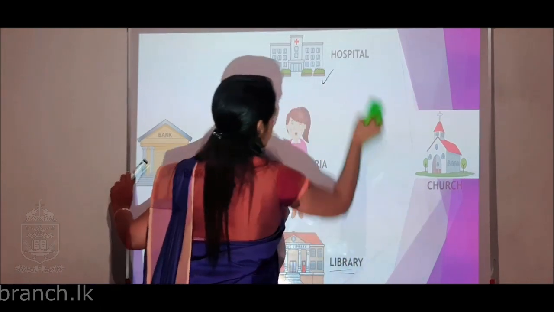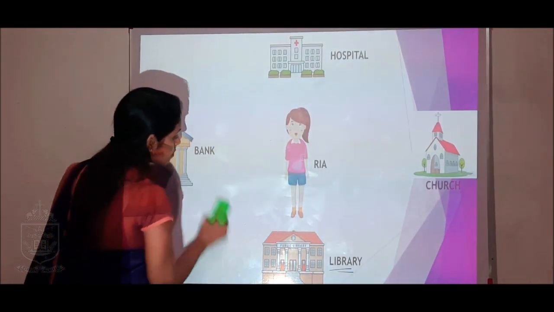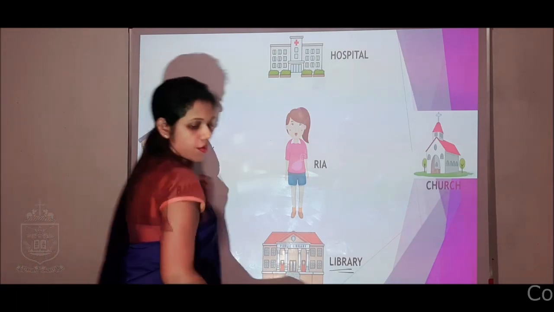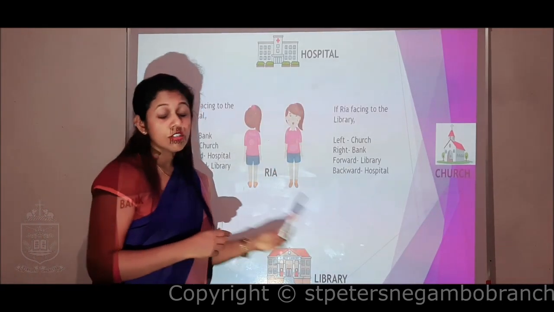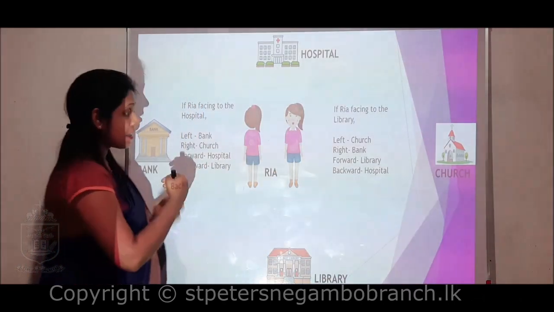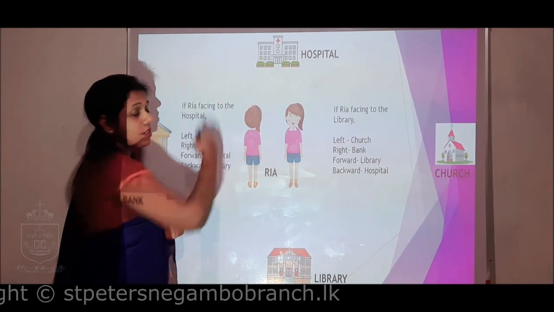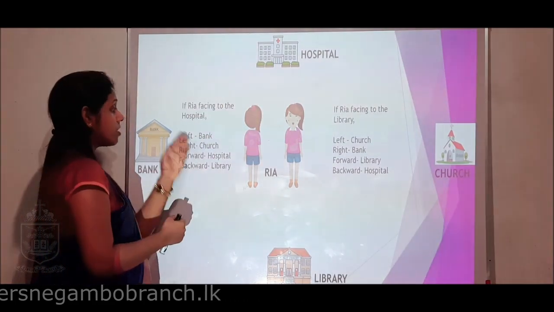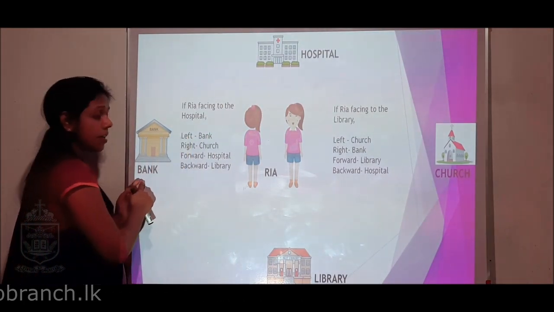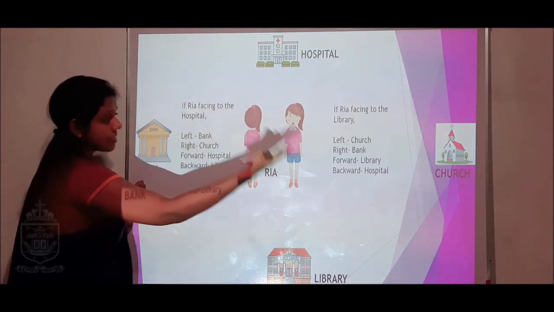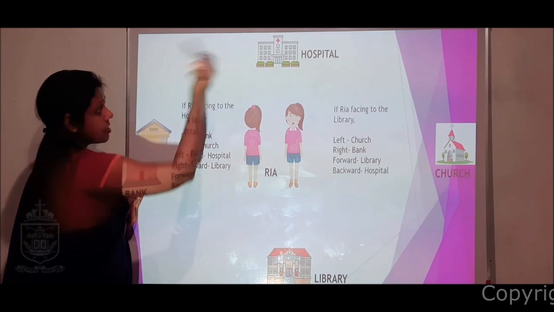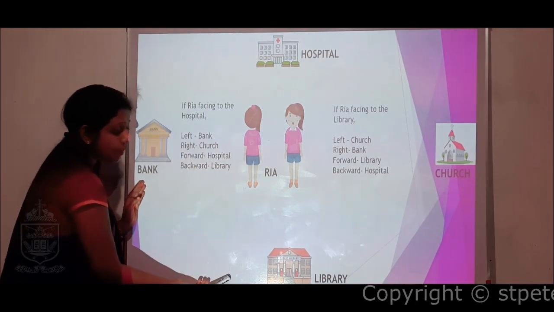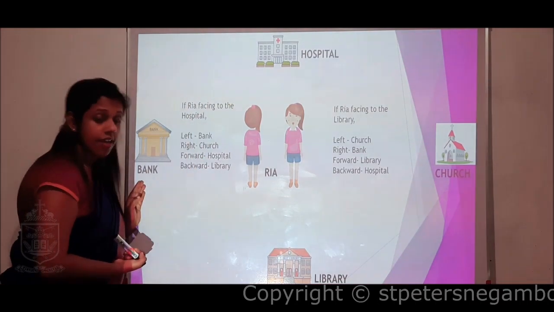So we are going to see the difference between 2 pictures now. Let's see. Okay, now we are going to see the difference between these 2 pictures. In the first picture, Ria is facing towards the hospital. Then on her left hand side there will be a bank. On her right hand side there will be a church. In the forward direction there is a hospital, and in the backward direction there is a library.